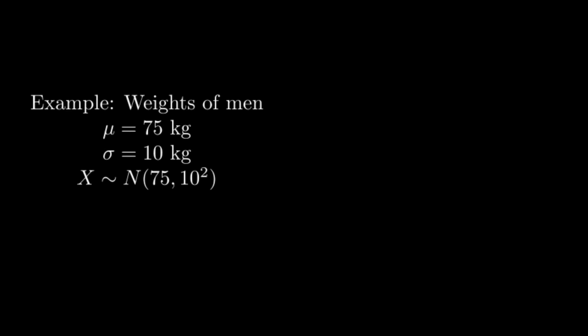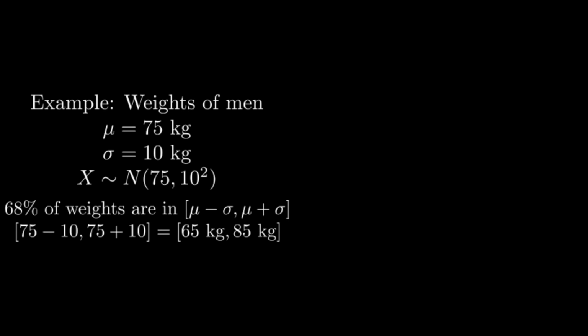We would write this as x follows a normal distribution with mean 75 and variance 10 squared. Now let's apply the empirical rule. Where would we expect 68% of men's weights to be? We calculate 1 standard deviation below and above the mean. That's 75 minus 10, which is 65, and 75 plus 10, which is 85. So about 68% of men in this population weigh between 65 and 85 kilograms.